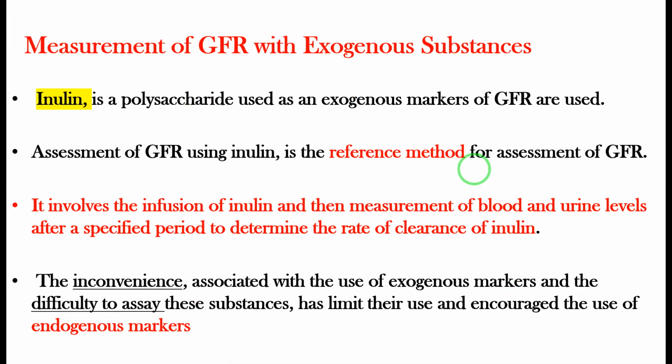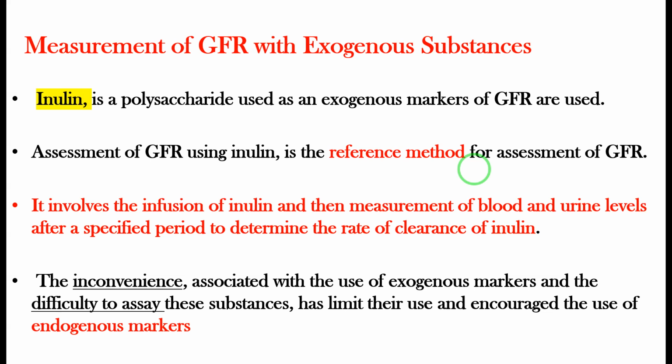So the clearance, which reflects the glomerular filtration rate, can be measured either by exogenous substance or by endogenous. The example of the exogenous substance whose clearance can be used as a measure of the glomerular filtration rate is the inulin, which is a polysaccharide. This method is the gold standard and the reference method for the assessment of the GFR because it is very accurate, but the defect is that the material used is exogenous. It cannot be produced in our body.